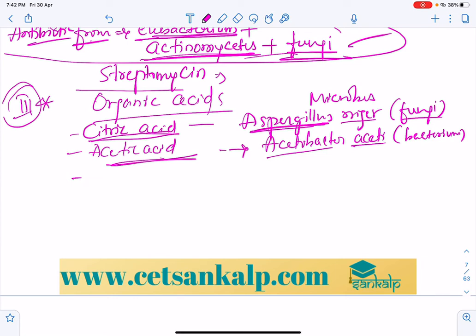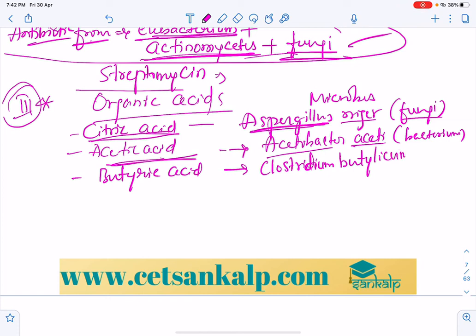And then the butyric acid. Butyric acid is obtained using Clostridium butylicum. So Clostridium butylicum is used to obtain butyric acid, right? And then Lactobacillus, we all know, generally produces lactic acid. So lactic acid is obtained using Lactobacillus.